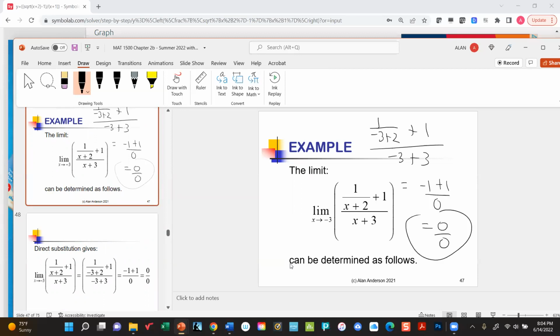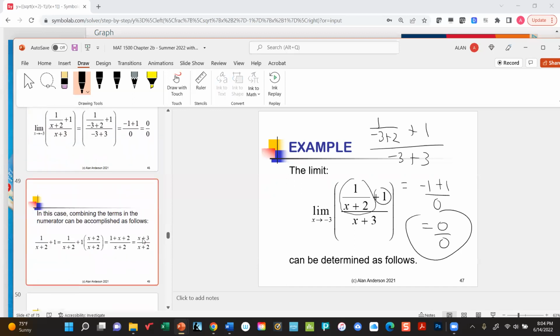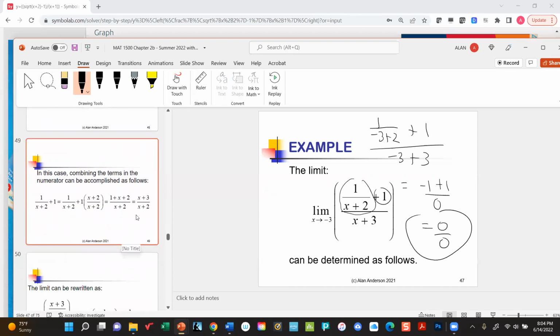All right, so what can we do? Right off the bat, I would say that we're probably going to combine these two by creating a common denominator. But because only one of these two is a fraction, we really only have to worry about the 1. So let's focus on the numerator now. We can always multiply any number by a ratio where the numerator and the denominator are equal to each other.